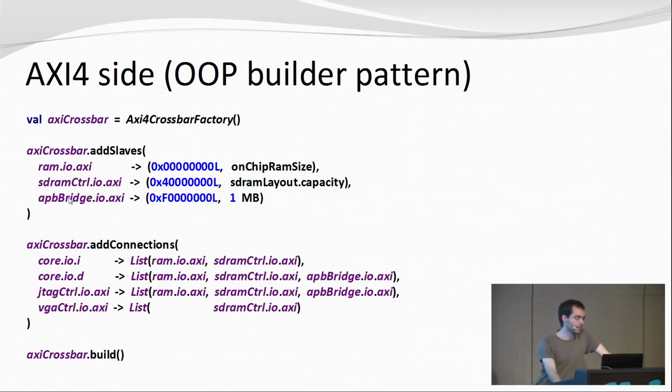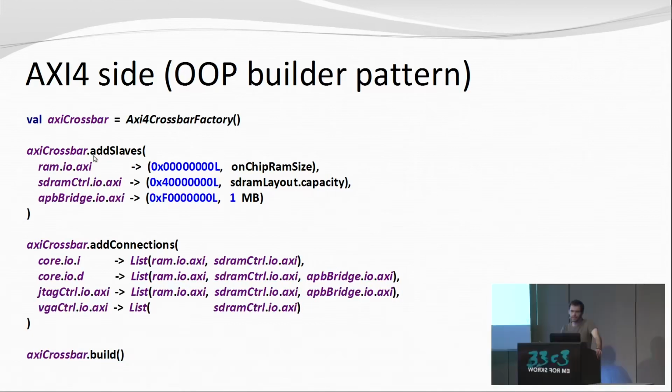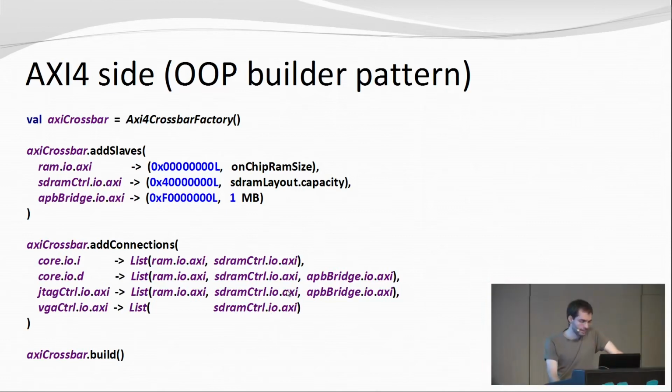Then, as an example, in this tool here, we feed the list of slaves, like saying, I have the RAM, I have the SDRAM, I have an APB bridge mapped at those locations. Then you can say, there is, for example, a VGA controller, which should be able to access the SDRAM controller IO, and this kind of thing. And it's nearly as easy as using Vivado or QSys, but it's still pure code, without using a graphical GUI.